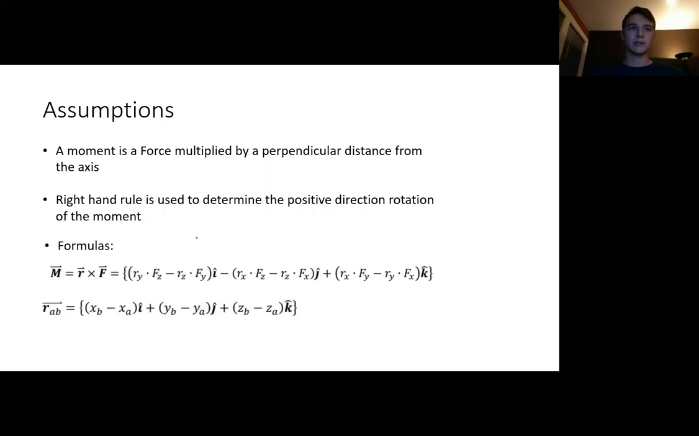So how do we calculate that? Well, we know the formulas, and this is provided in our statics worksheet, and we know that the moment is equal to the cross product of the position vector and the force vector. In our case, this will be r cross F. And then we just plug in all the values for the i, j, and k. The way we find the position vector is the final point minus the initial point for x, y, and z.